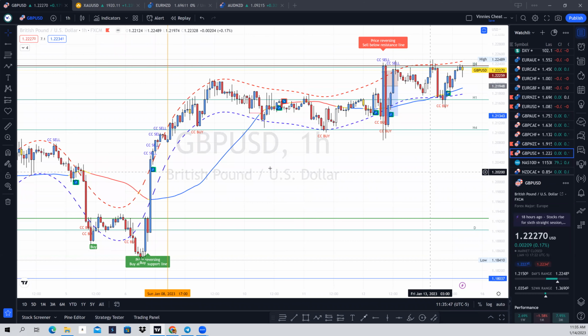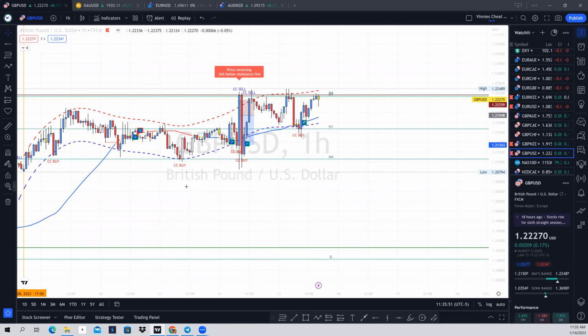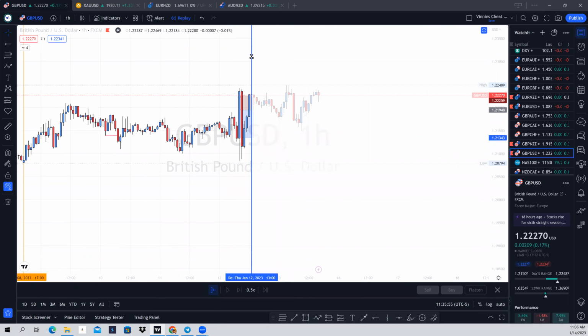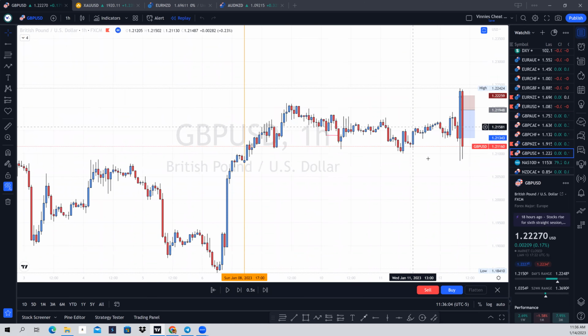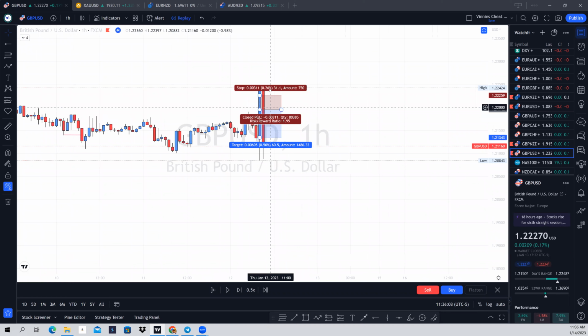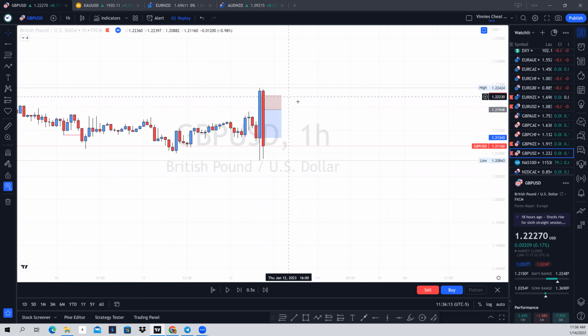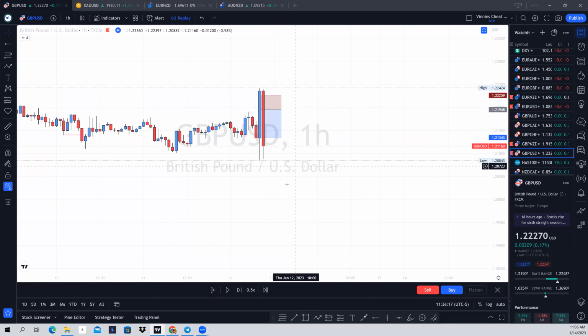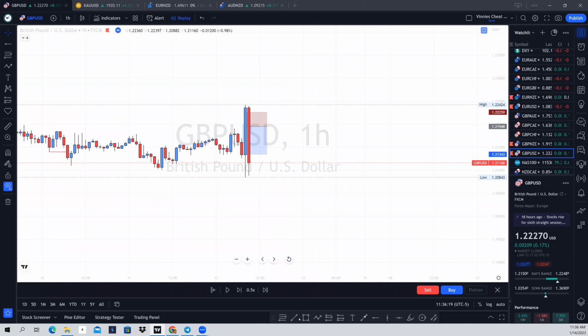GBP USD. Let me turn off the indicator, and let's do replay mode right quick. Let's do here, right here. All right, so let me make this bigger. We didn't get in until I saw this candle coming down, so it didn't hit our stop loss. We got in right at this area for GBP USD to go down.